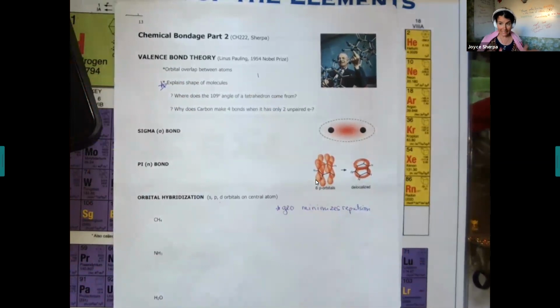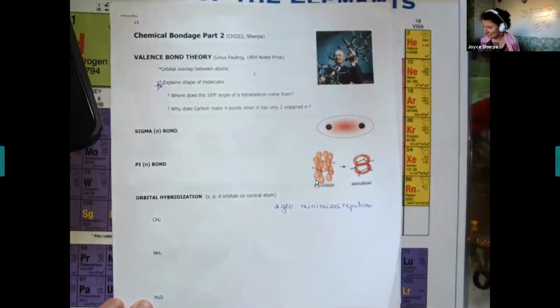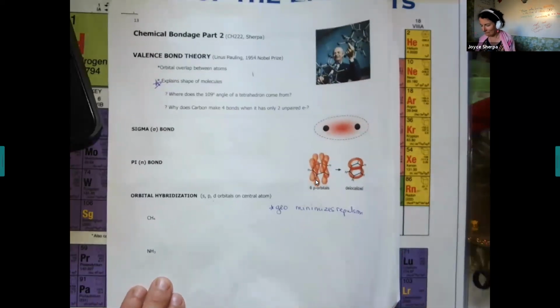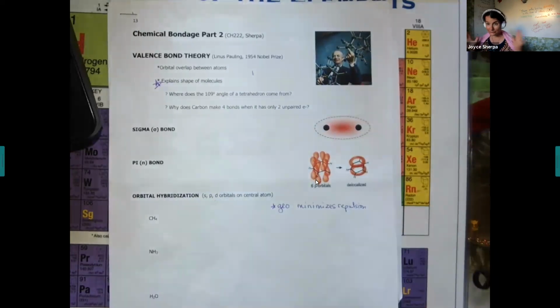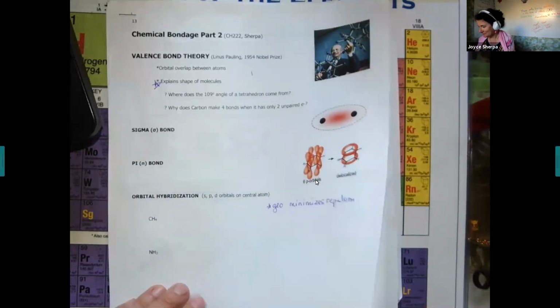So we're going to look at 2 types of bonding theory. It's really weird doing this sitting down. I've never done this sitting down. This is so visual and I have to be so expressive. So we'll see how it goes.